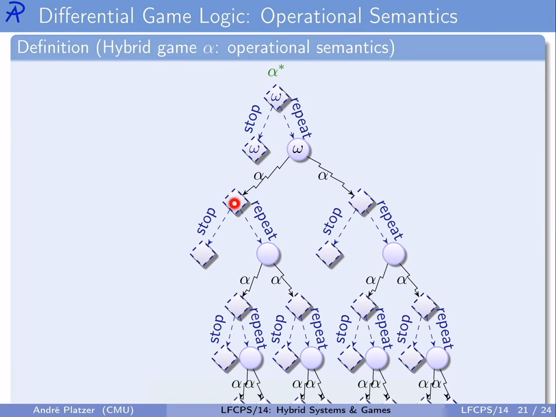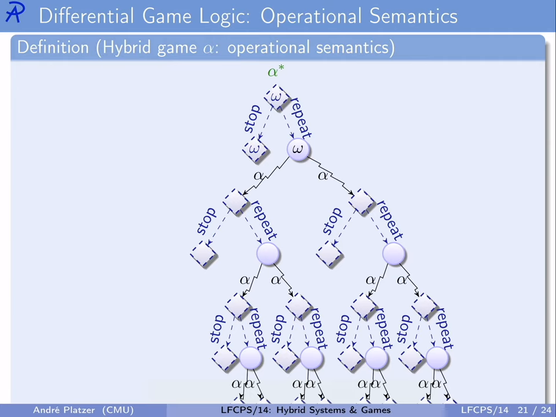When we're done with playing the game Alpha, one round of the repetition game, then again, Angel gets to inspect the state that you're in, and she's asked, do you want to stop right now or do you want to repeat again? If she repeats again, the game repeats one more round of Alpha, which maybe could unfold this way. And again, she's asked, do you like it? Do you want to stop or do you want to go again? And stop and go again, and so on.